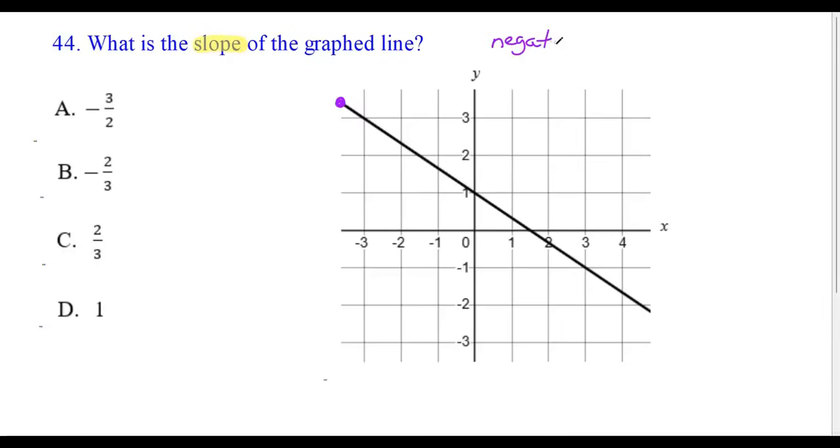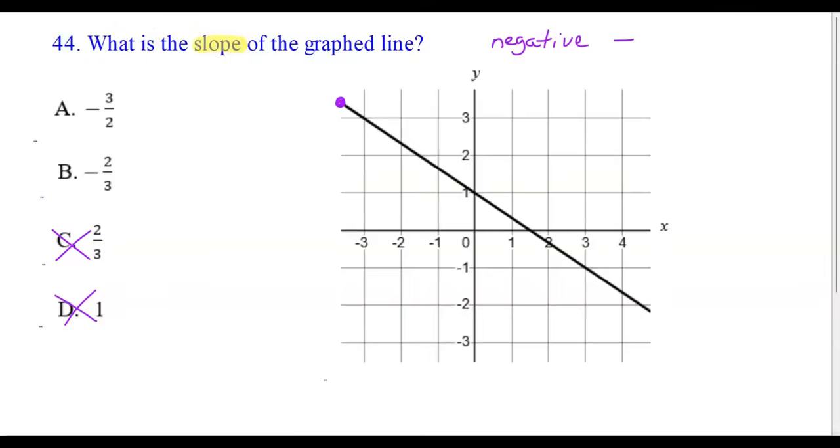So I know my answer choice has to contain a negative sign in it because the line is slanting downward from left to right. So any answer choice that doesn't have a negative sign in it, I can eliminate. Well, you should quickly see that C is gone because there's no negative sign in it, and D is gone. There's no negative sign in it. And now I have a 50-50 chance of guessing. But let's break this down.